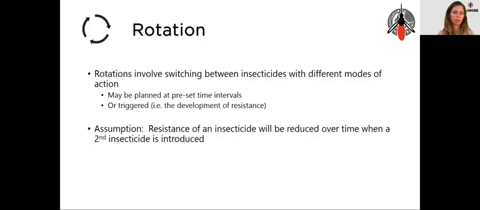So the first strategy that we're going to talk about is rotations, which involves switching between insecticides with different modes of action. This could be a planned or triggered rotation scheme. In a planned rotation scheme, the program manager would decide at the beginning of the program to rotate insecticides with different modes of action at set intervals. So this could be across sequential years that a different mode of action is used. And in a triggered scheme, a decision is made when a trigger is met. An example could be the development of insecticide resistance.